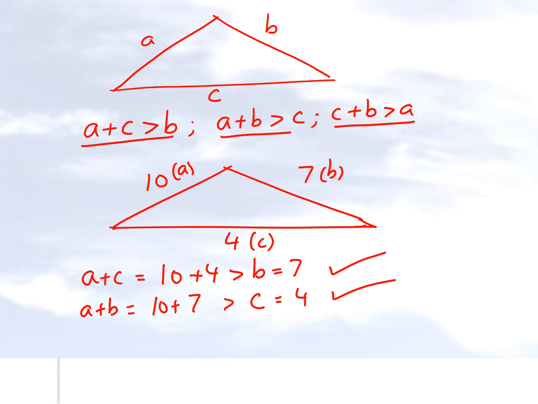Yes. And then look at C plus B, which is 4 plus 7. Is it greater than 10, which is A equal to 10? Yes, that is true. So that's what we are finding out for this particular case, that this triangle is possible. Now there's an alternative way of doing this. So let's look at that one.